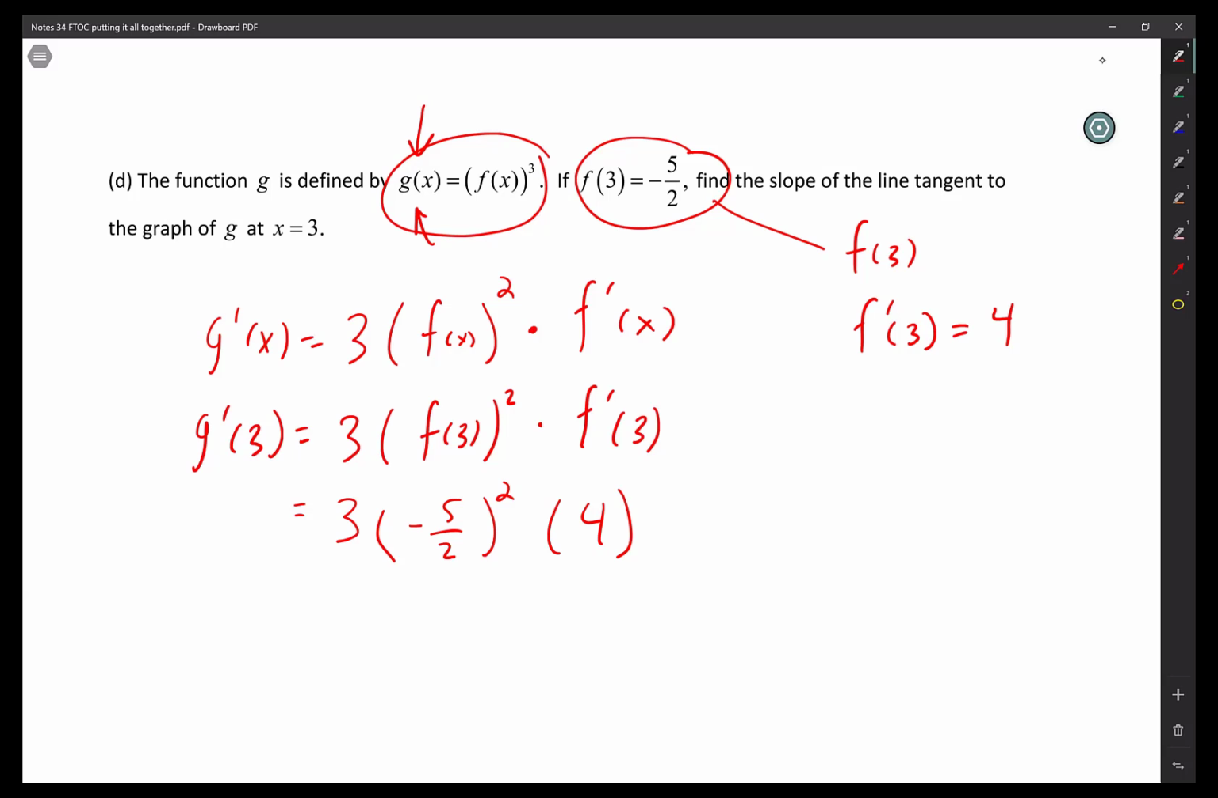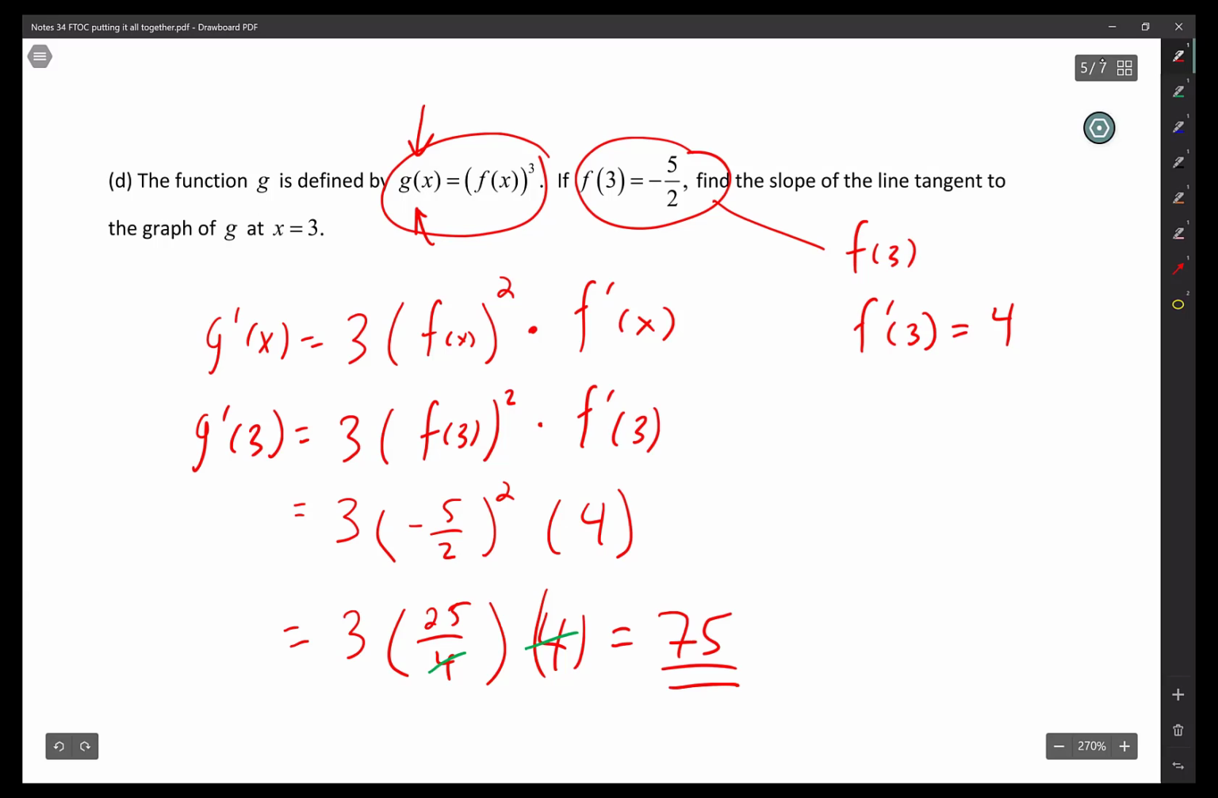I want you guys to keep going. Don't be scared. 3 times negative 5, negative times the negative is a positive. So that's going to be 25 over 4 times 4. Oh, look at that. The 4s cancel out. What's 25 times 3? Not everyone at the same time.